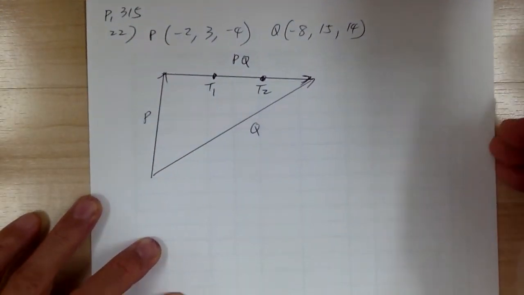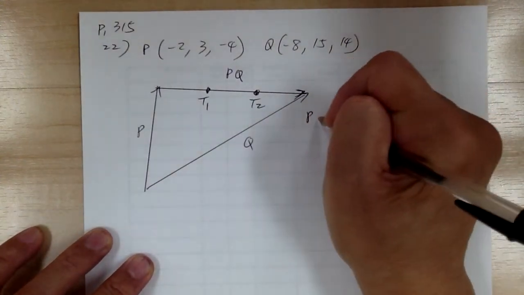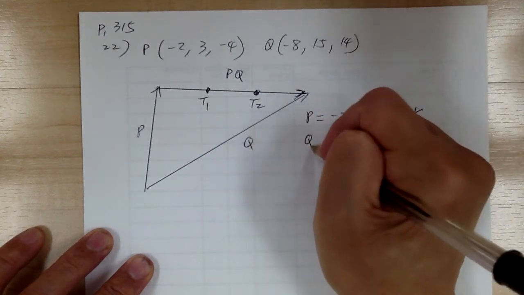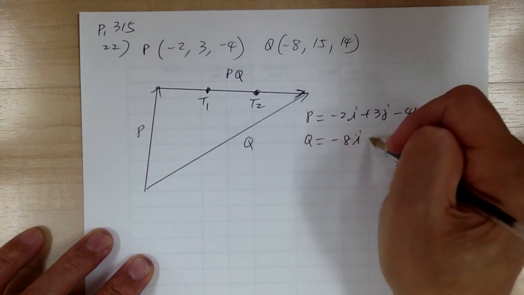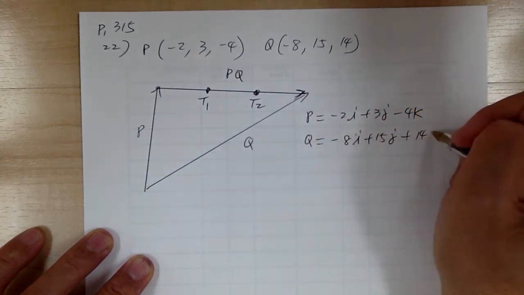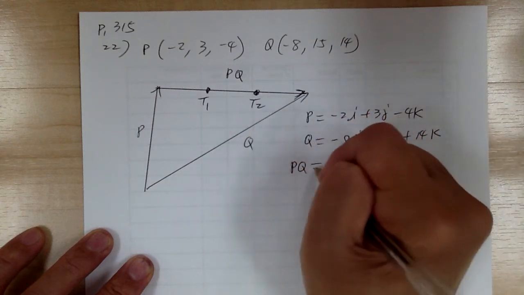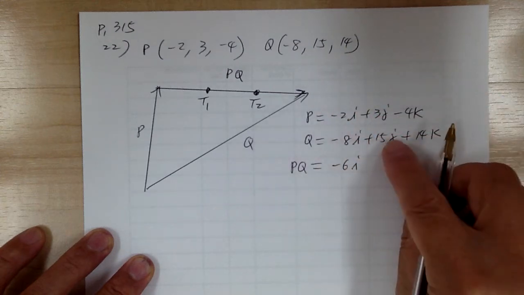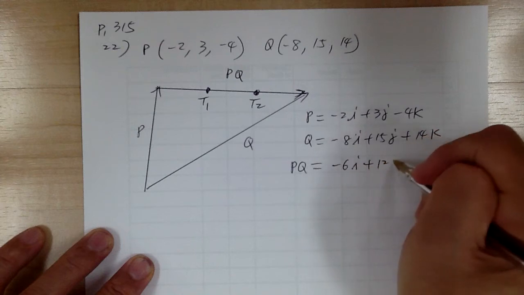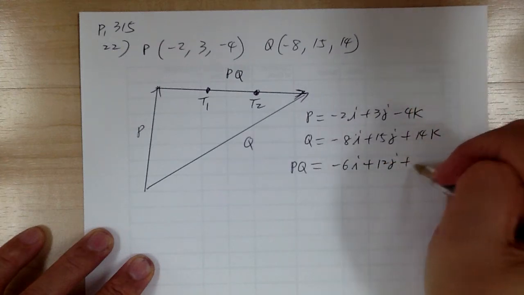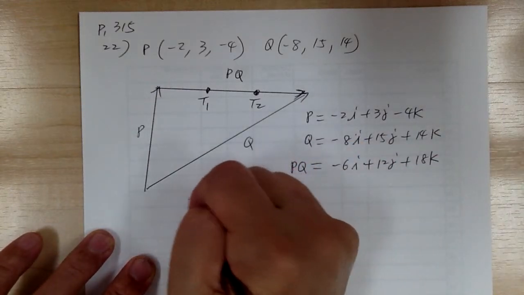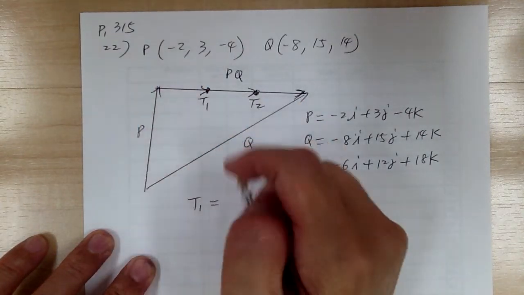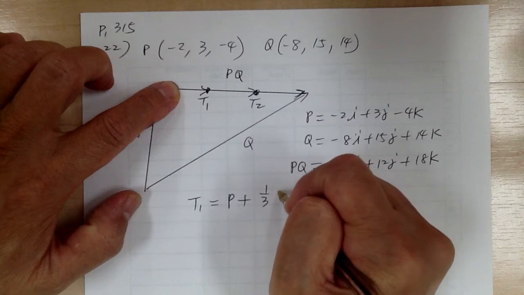Okay, but first let's go and get our vectors. So P equal to -2i plus 3j minus 4k. Q equal to -8i plus 15j plus 14k. So PQ, so you have to use the end minus beginning, so use this minus that, give you -6i. This minus that will give you plus 12j. This minus that will give you plus 18k. So T1, again, to get to T1, you have to go P plus 1/3 PQ.